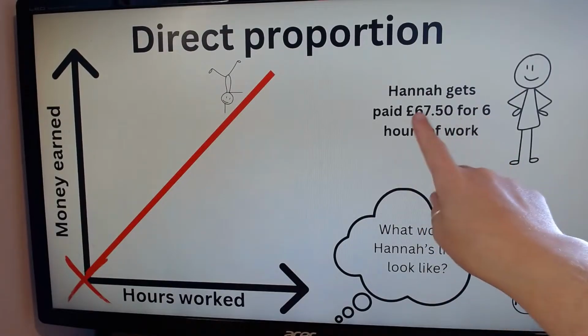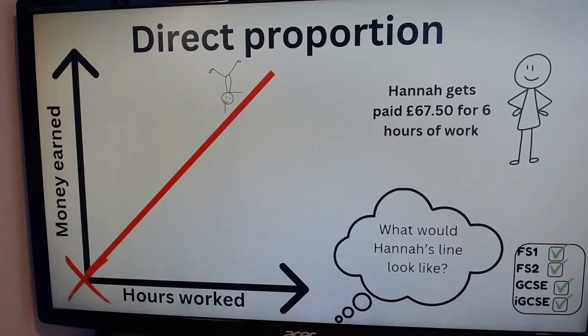She worked for 6 hours and got £67.50. She earned £11.25 per hour. What would Hannah's line look like on this graph? What would Hannah's line look like if we popped it onto this graph as well? How would you compare it to Carly's line? What do you think would be the same? What would be different?